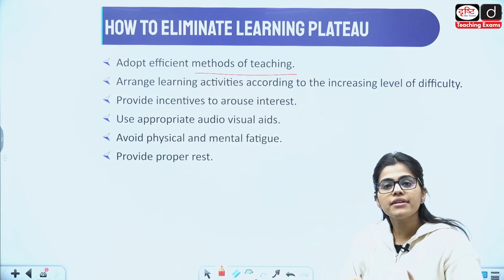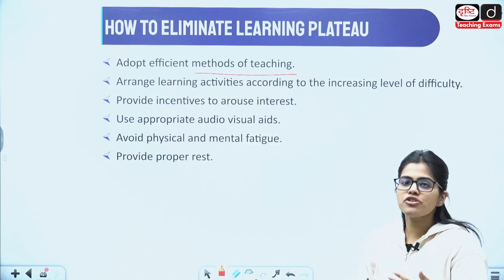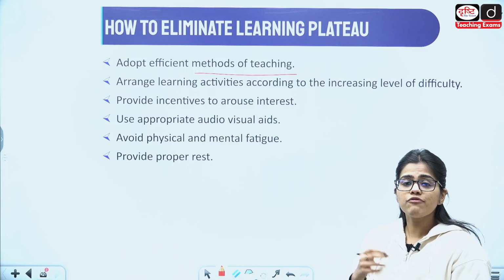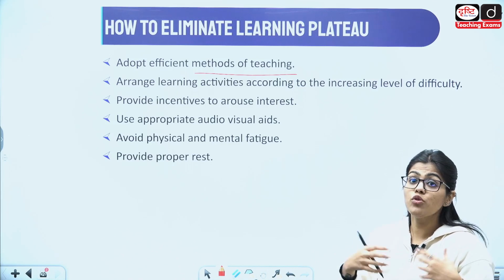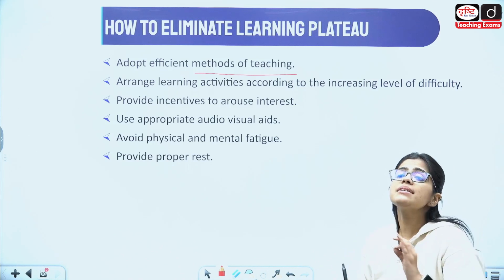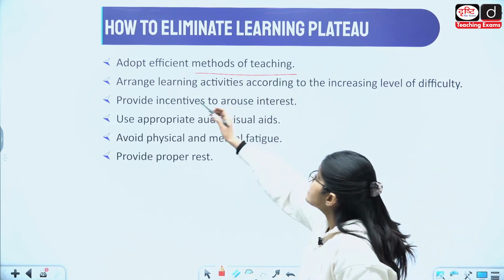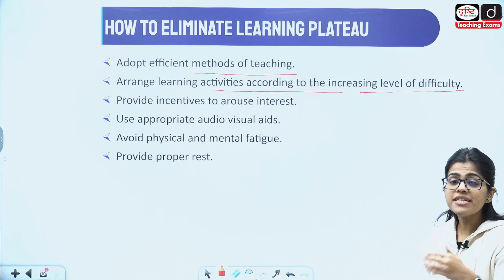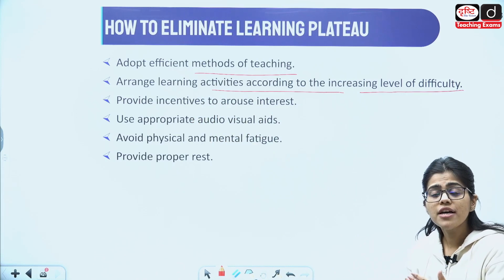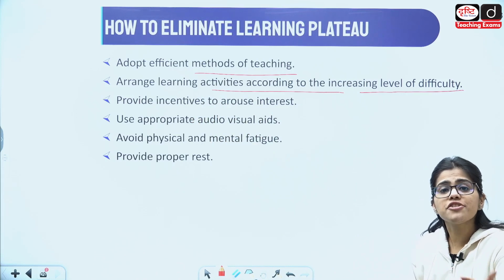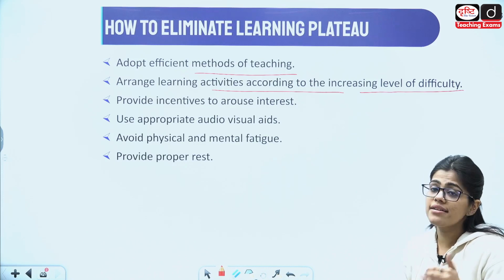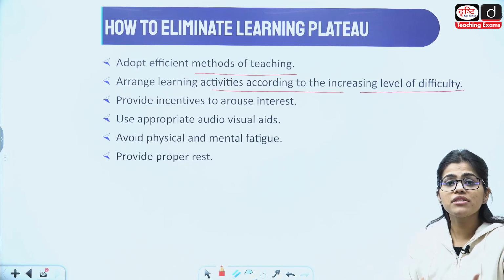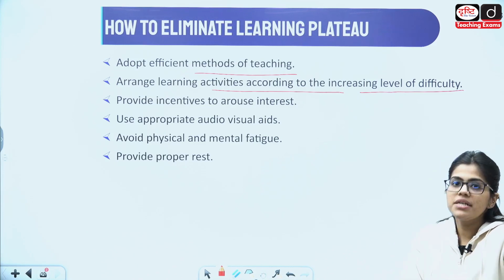Use different methods and tools, use different instructional facilities and varieties, so that the students know that they have to learn things, they are interested, they are motivated, and they are participating in the class as well. Then arrange learning activities according to the increasing level of difficulty. It is possible that the topic is too difficult, so try to teach it in such a manner that the students can relate and understand things. Use different activities so that there is engagement with the students and they do not feel burdened.